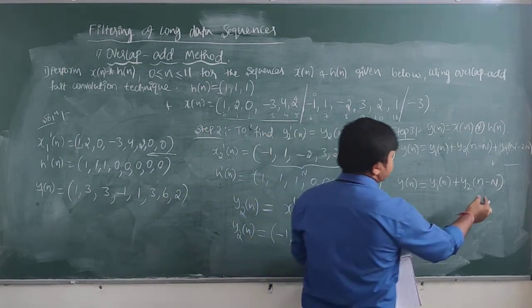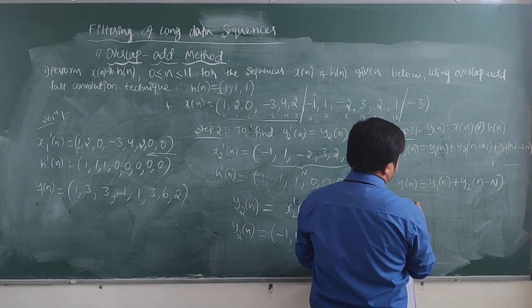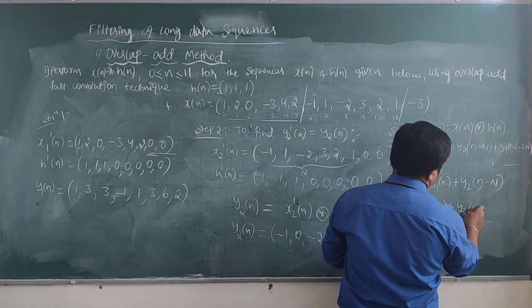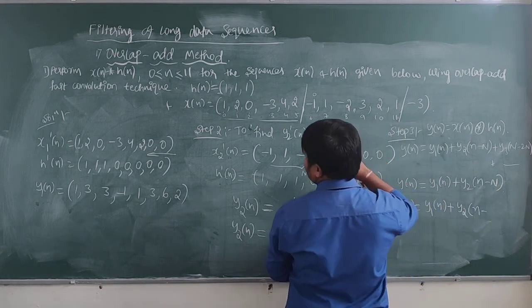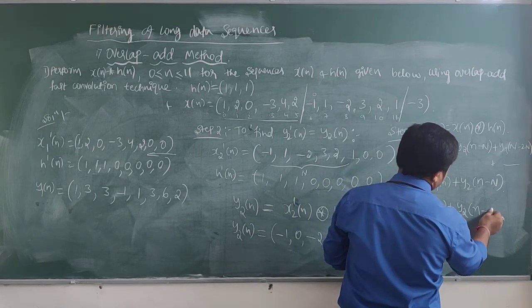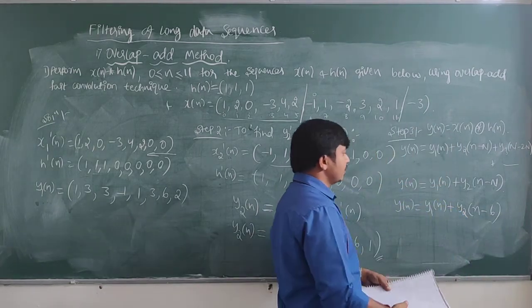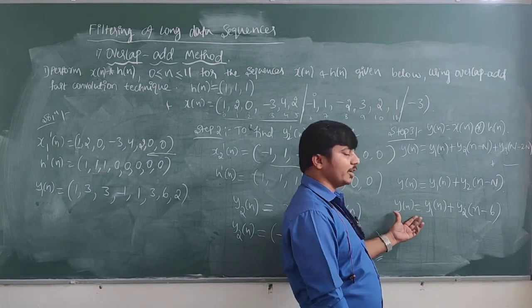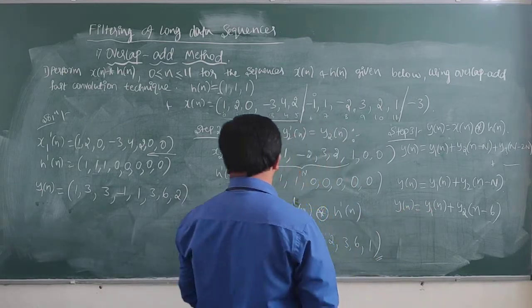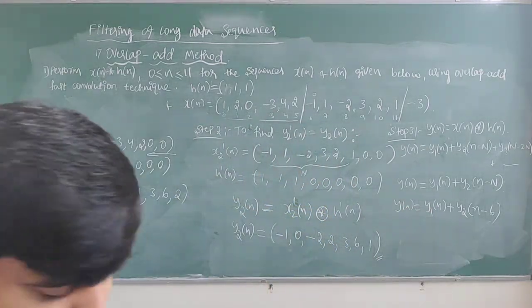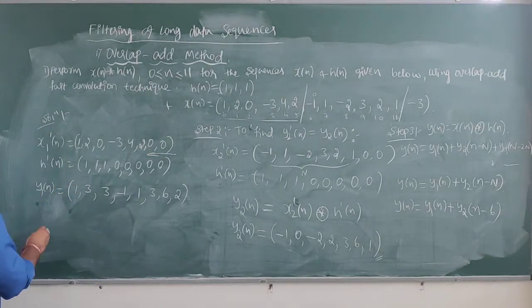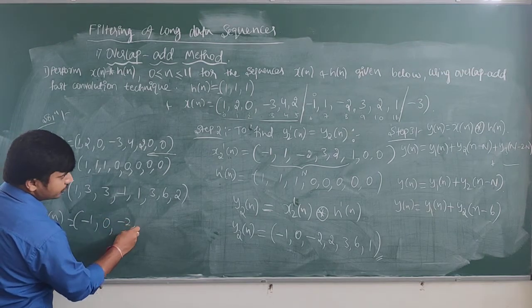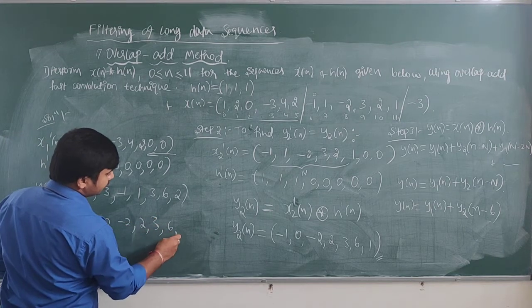So here what is the value of this capital N? This N value is 6; we calculated that earlier. So I need to compute y1 of n plus y2 of n minus 6 to obtain y of n. So now we should do that part. What is y2 of n? I have minus 1, 0, minus 2, 2, 3, 6, 1.